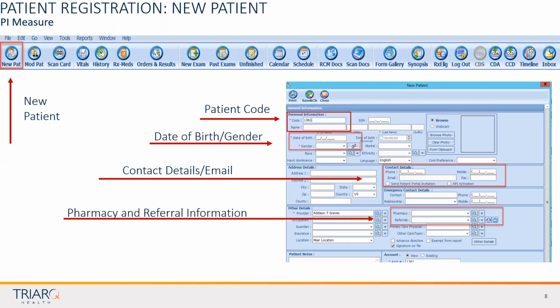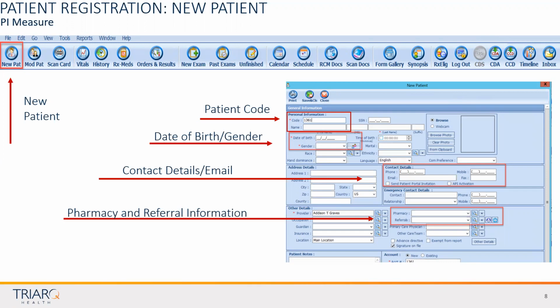When I open up my new patient screen, I'm going to see that my patient code is going to be automatically tabulating into that system there. So for example, we have 1361. That's going to be my patient's code. It's going to stay like that. So that's automatically populating for you.